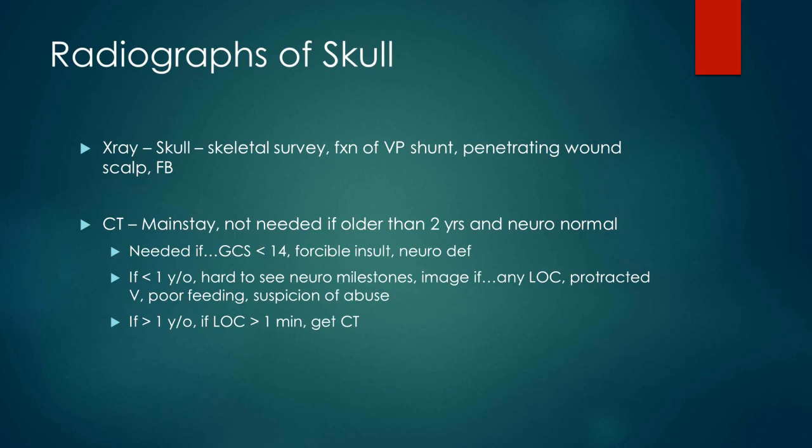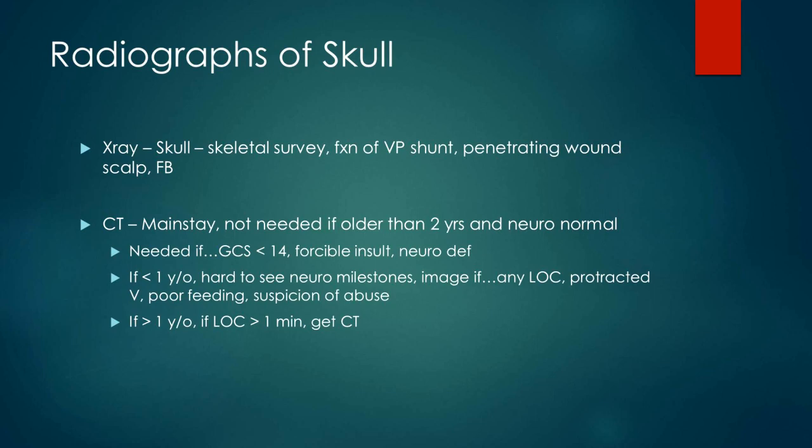Radiographs of the skull, x-ray skull, skeletal survey, function of VP shunt, penetrating wounds, scalps, and foreign bodies. Not typically very useful. Typically, you'll get x-rays, skeletal survey. You can get a shunt series as needed for kids who have ventriculoperitoneal shunts, but CT is the mainstay and definitely is what you'll go to if you're considering imaging of the head.